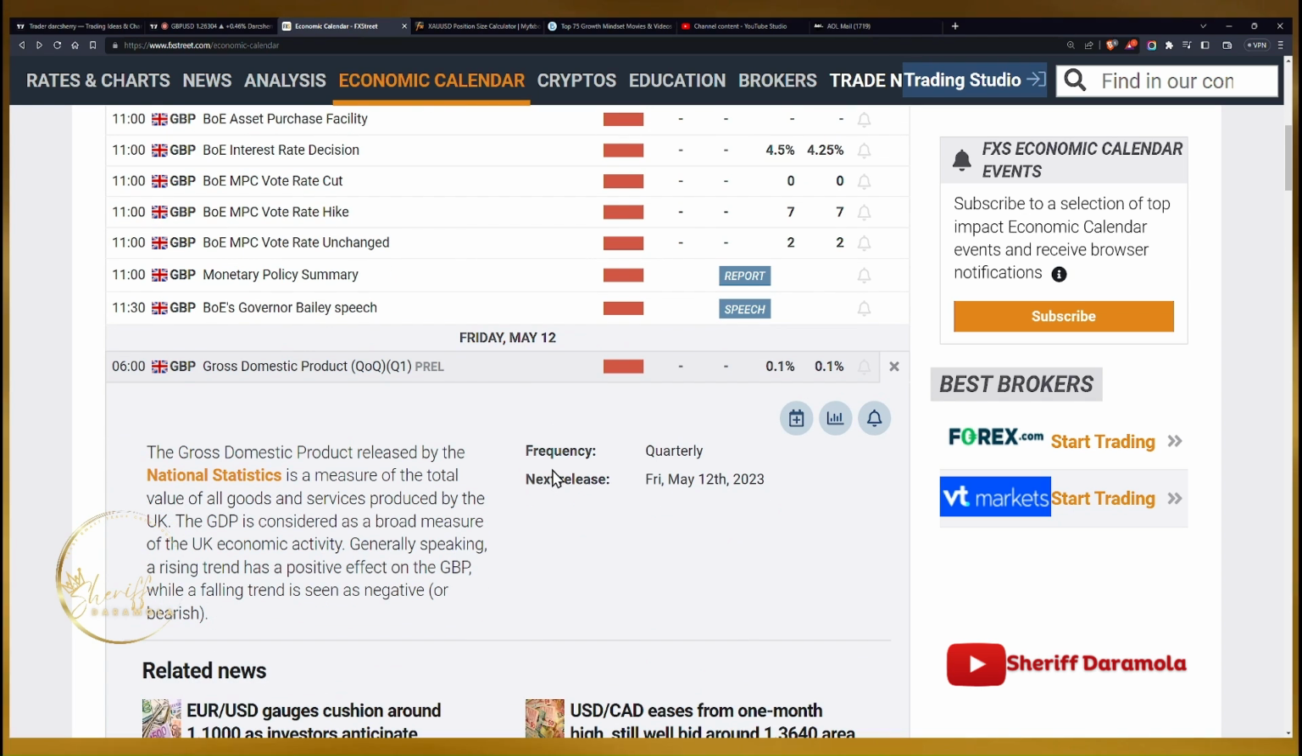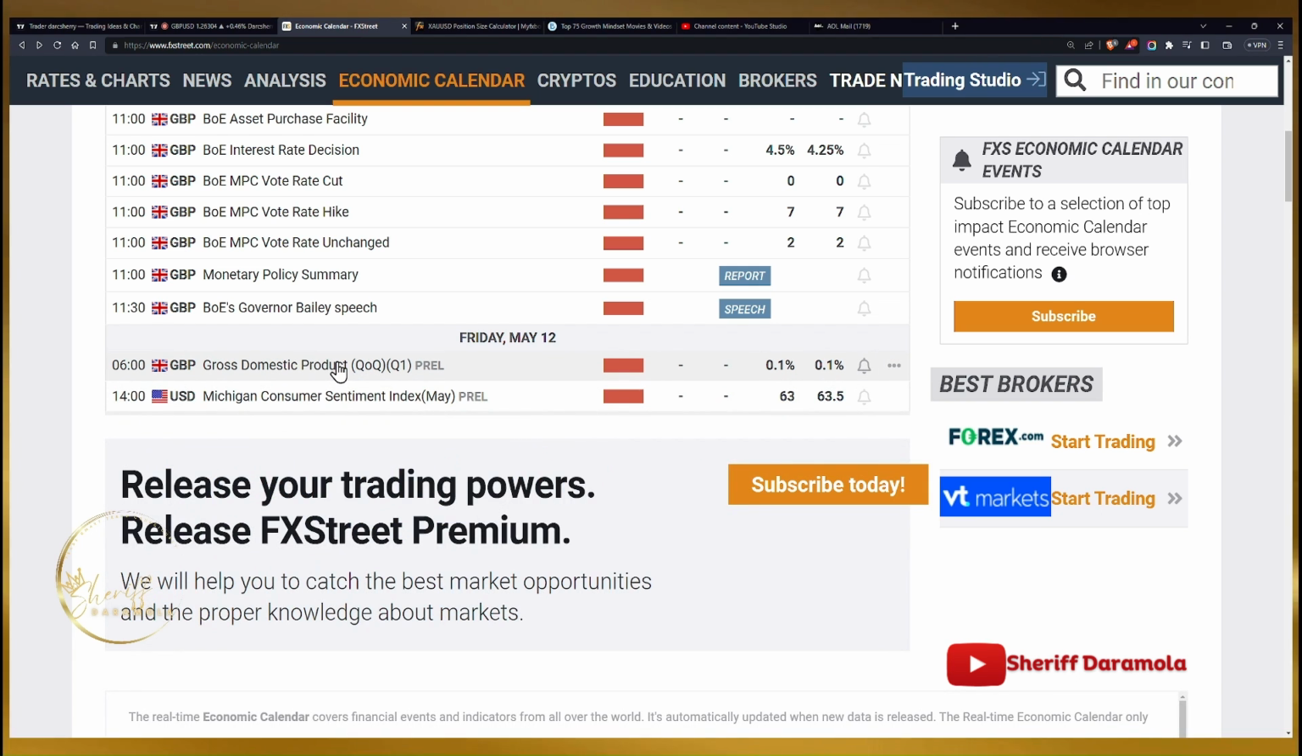And this is a measure of the total value of all goods and services produced by the UK economy. This is another high impact event, which is coming in at 0.1%, the last data that came in here for the last quarter. And then we have a projection of 0.1%. So that means that the majority are thinking that there is not really any change in that regard. So we are going to be looking forward to what the data will be saying on that one too.